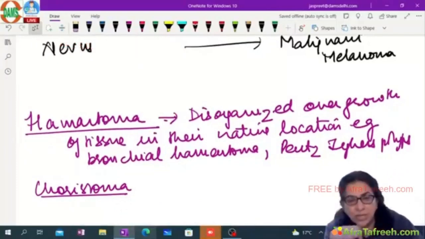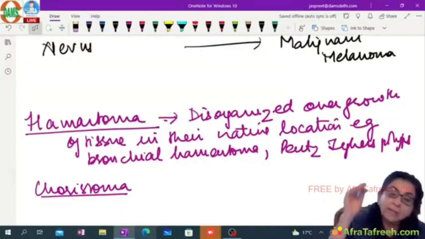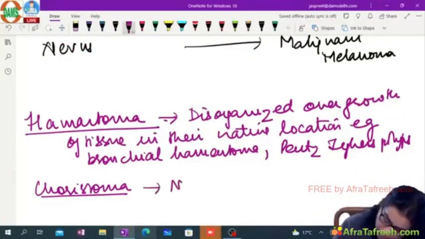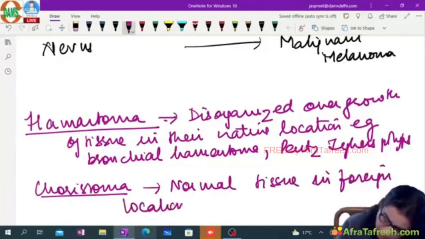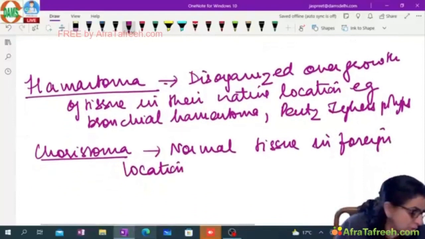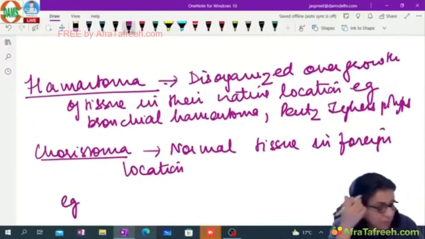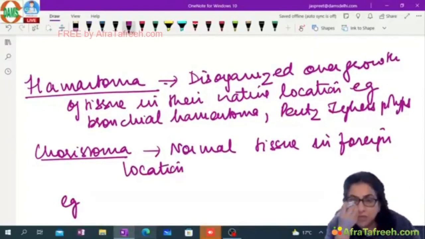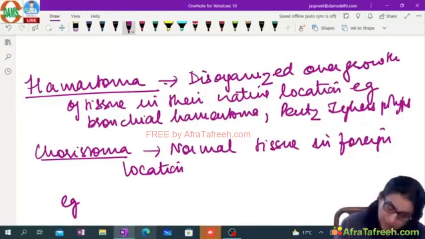What is choristoma? Normal tissue gets up and goes and sits in some wrong place. So, normal tissue in abnormal location or in foreign location. That's called a choristoma. Normal tissue in foreign location. Example, people with Meckel's diverticulum. In the Meckel's diverticulum, you can have gastric tissue or pancreatic tissue.